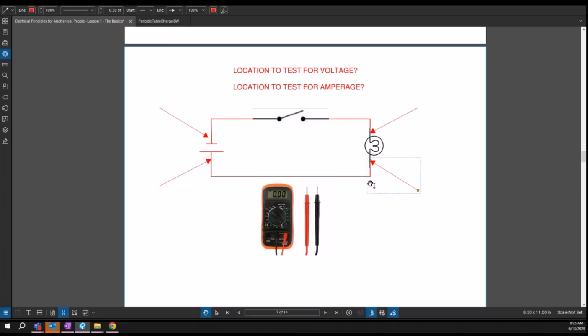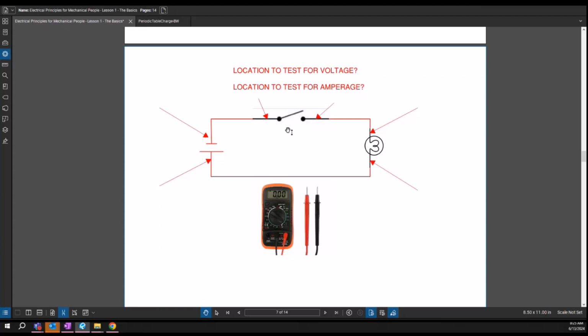Okay. Now, if the switch is open, you have to put them on the resistor side, right? Yeah, so if the switch is open, this is where you will read the voltage at, other side of the switch. Because you've got pressure here, but you've got an open in the circuit, which means you have no pressure here.